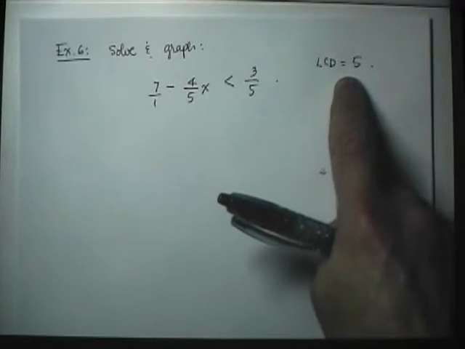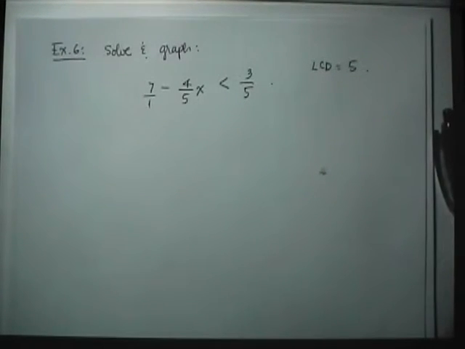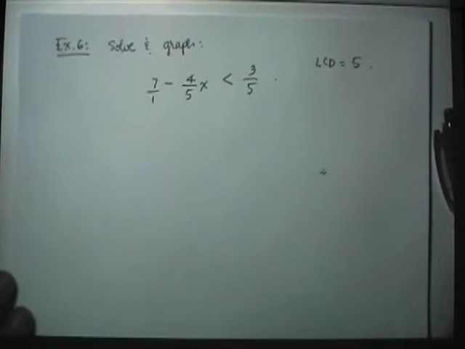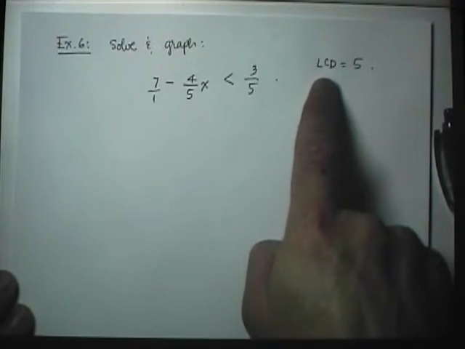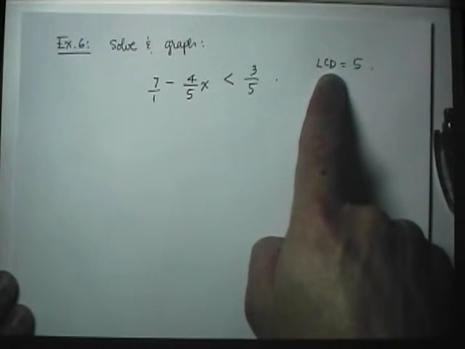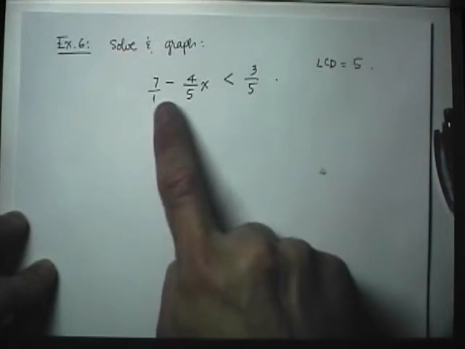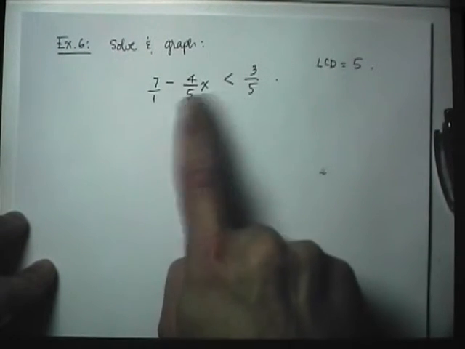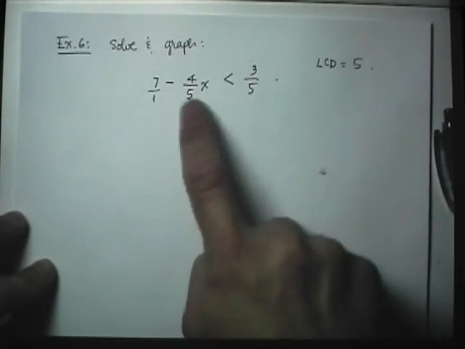Now, LCD is not really a new term, it's just new in these examples. It should not be new to you. So if you're feeling shaky with your LCD skills, make sure you go back and review that skill as well. So here I'm telling you, the LCD for all these denominators is 5.